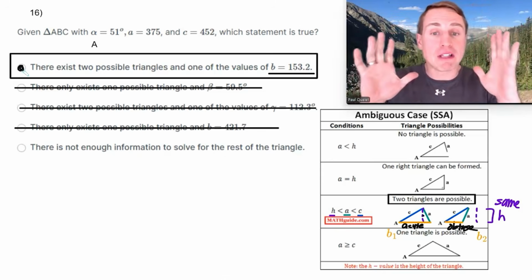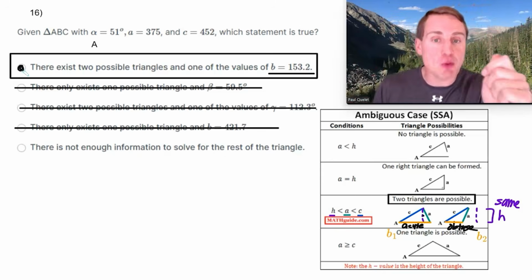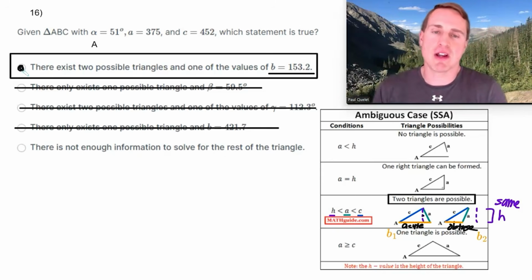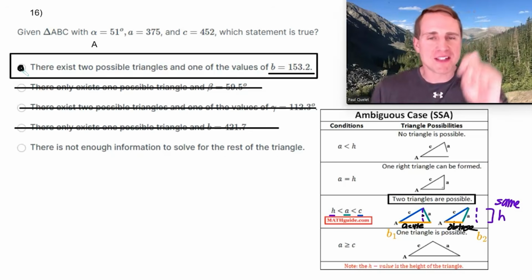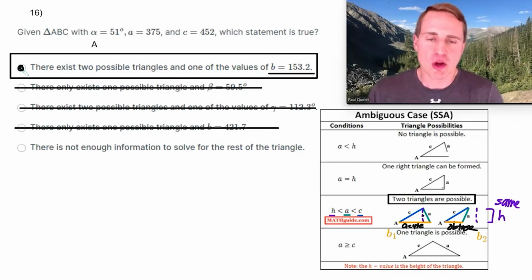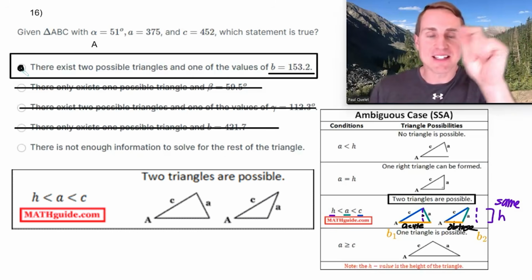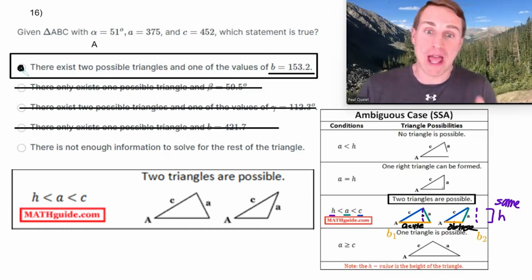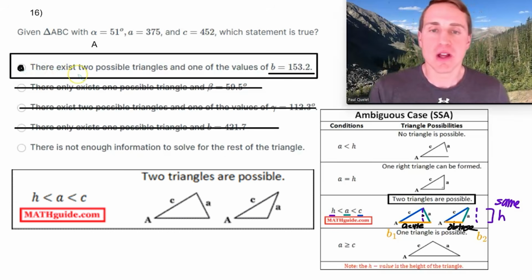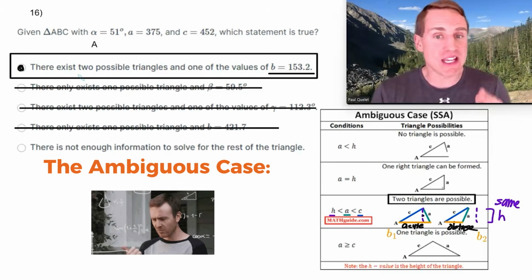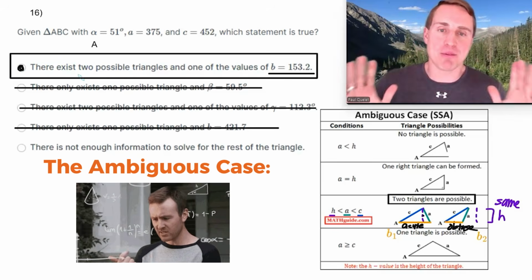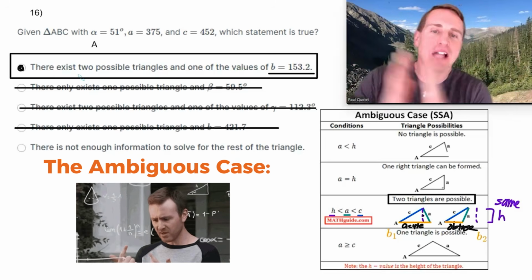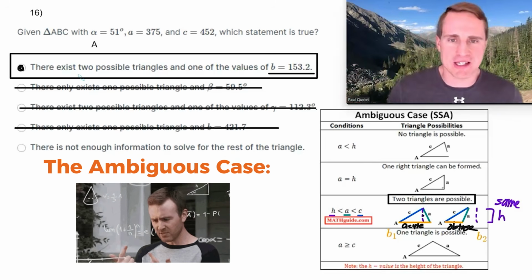Now, by the way, for a lot of people, the ambiguous case in trigonometry for the side-side-angle situation, where you have side A, side C, and then angle A, or angle alpha, as shown here, is one of the hardest things to solve before calculus. For a lot of students I've worked with, this is one of the hardest things to solve.